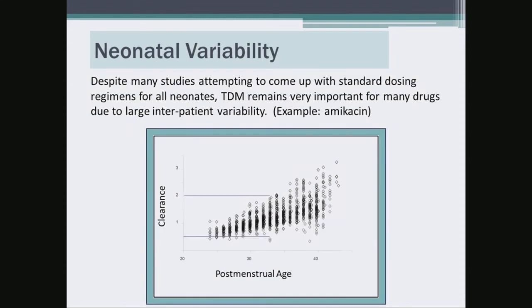But even with all the modeling and all the research into neonatal drug excretion, there's a huge amount of variability, so standard dosing remains very difficult, and therapeutic drug monitoring, TDM, remains very important for many drugs due to this large intrapatient variability. So here's an example of amikacin clearance at postmenstrual age 24 weeks up through term, and you can see that even with a clustering around a central line, there are large variations at each postmenstrual age.